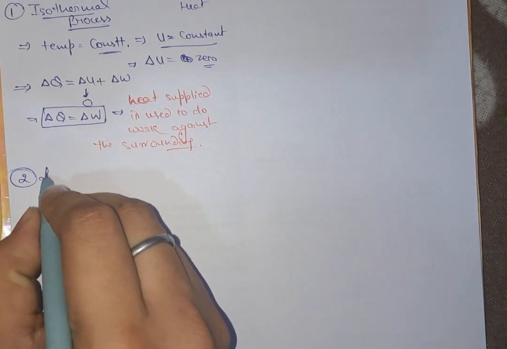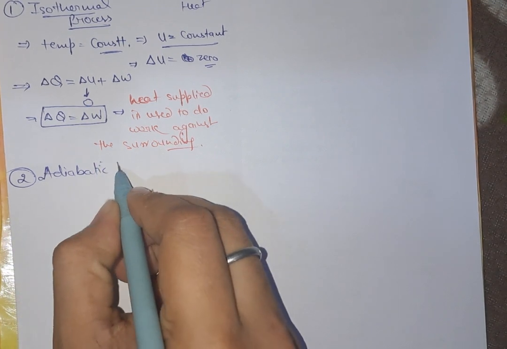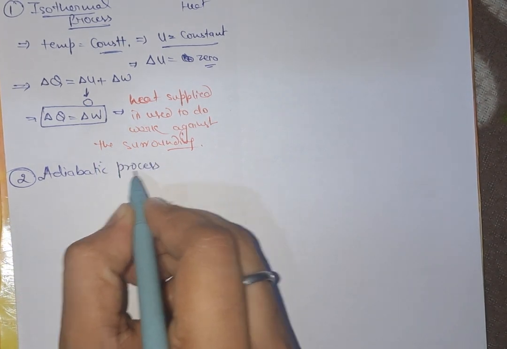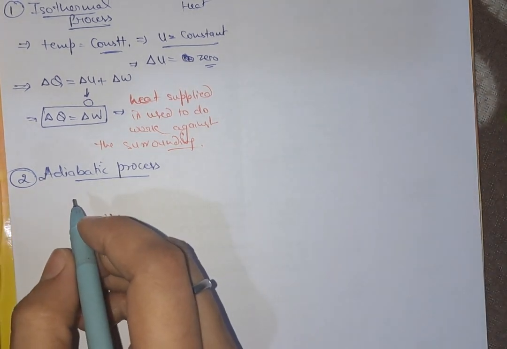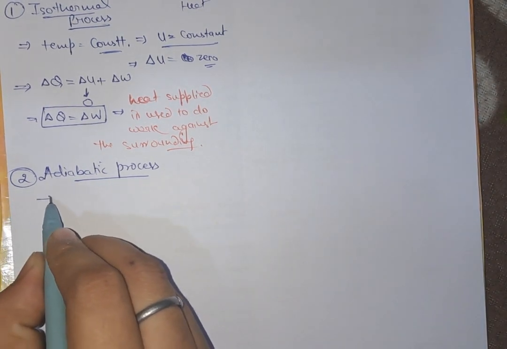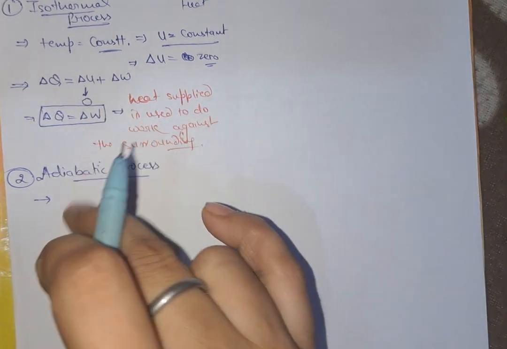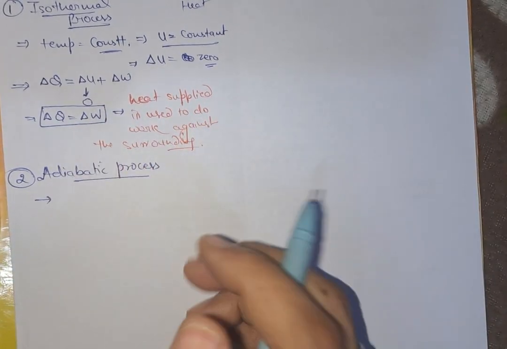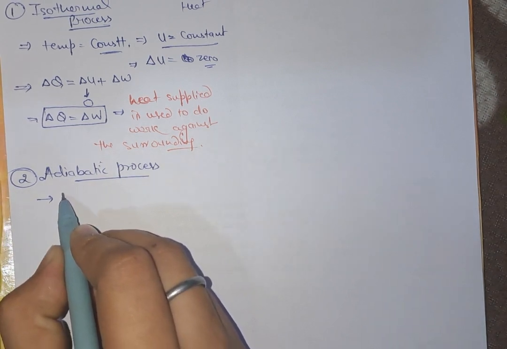Now second, this was the isothermal process. Now let us consider the adiabatic process. What is this adiabatic process and how is it an application of this first law of thermodynamics? See, in adiabatic process, the whole system is insulated. We can say there is no transfer of heat from or to the system. So we can say no heat energy transfer.